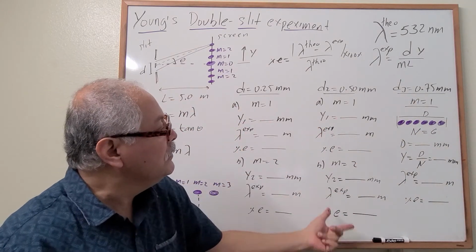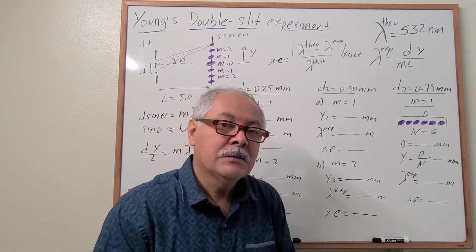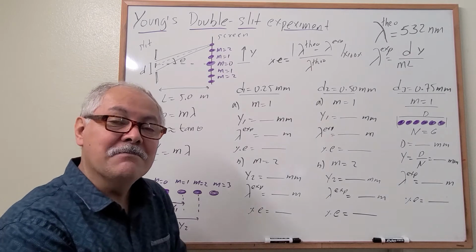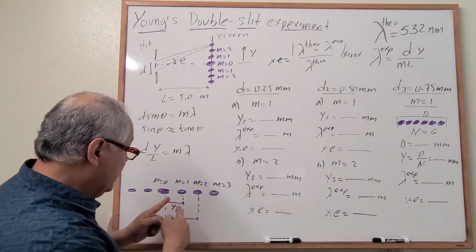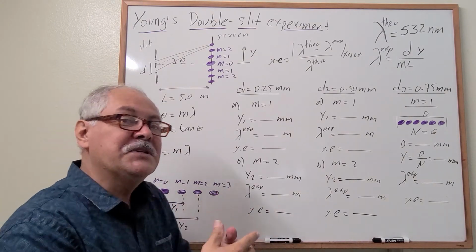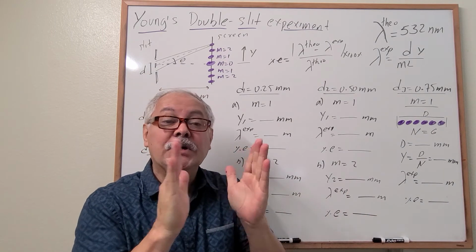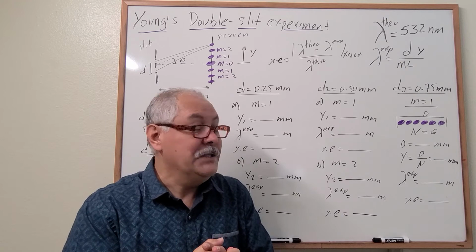Right here and right here. The answer must be the same, because the distance between them is the same. So it's the same as half, one distance or half the average. The average is going to be the same thing, the same distance between two bright fringes.